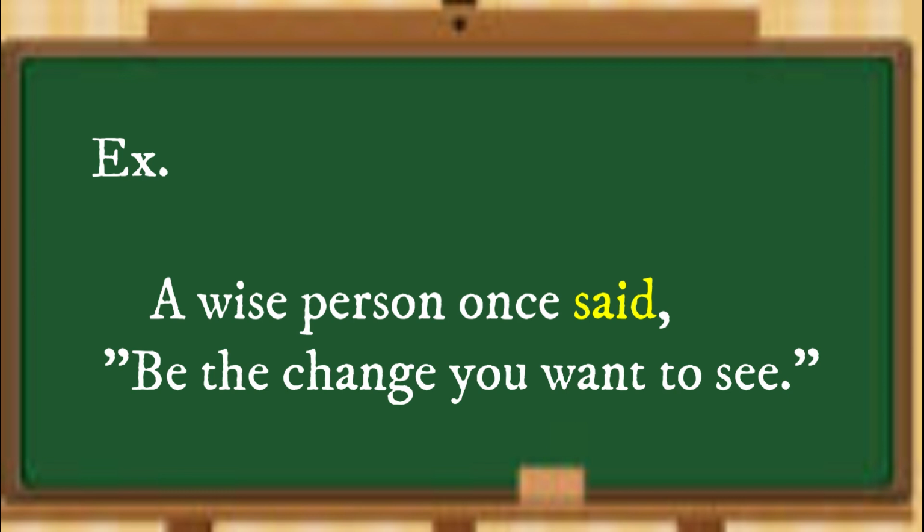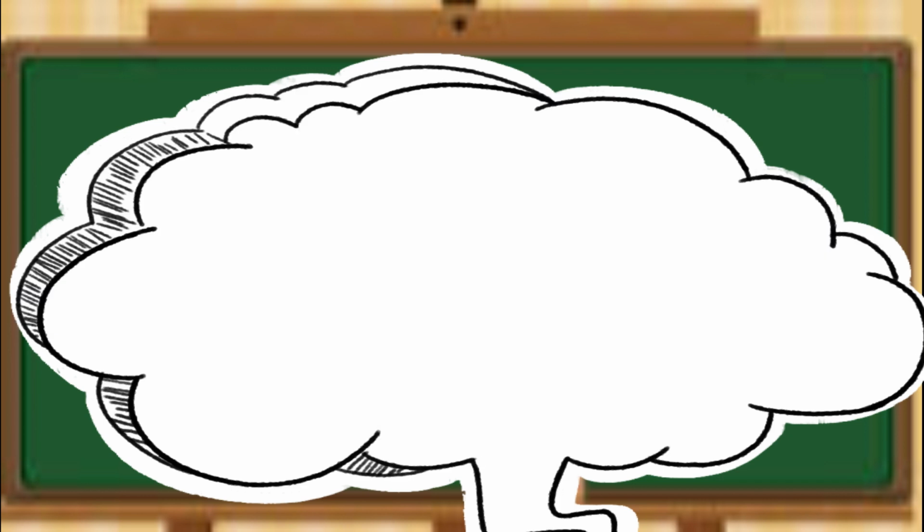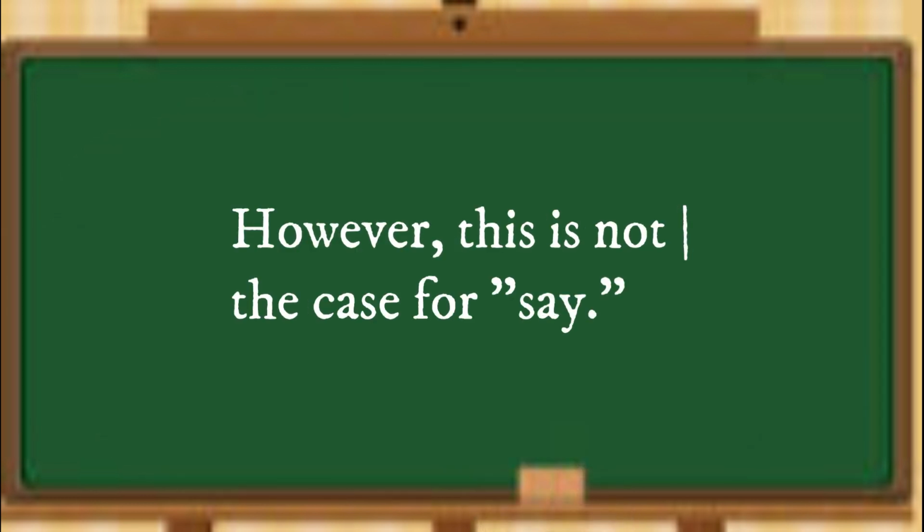Okay, now let's talk about number 4. We say something to someone. Since sentences with tell must always state the listener, the word has a directional feel. The message is definitely directed at someone. However, this is not the case for say.